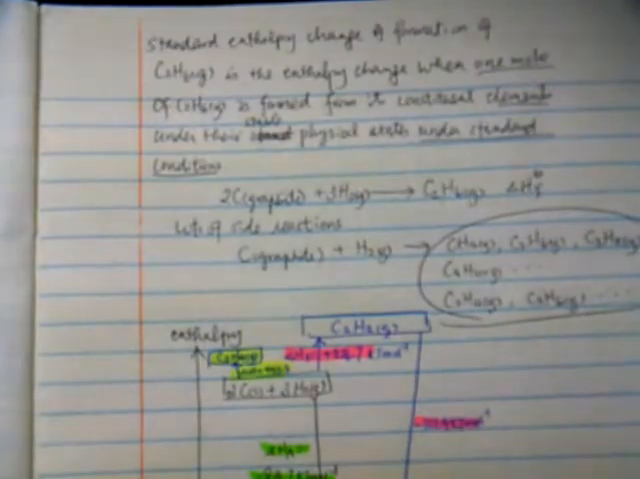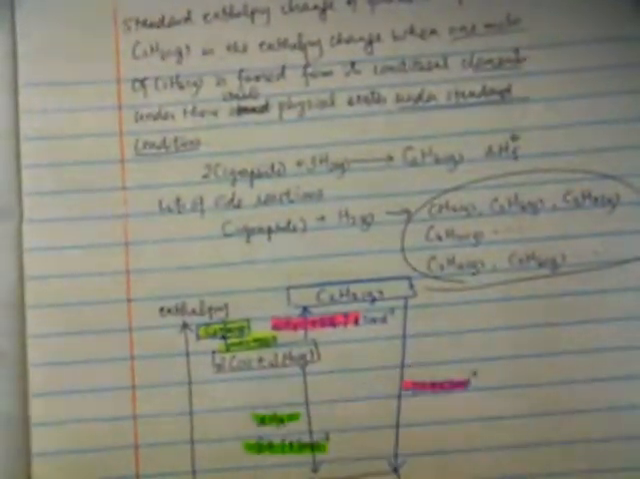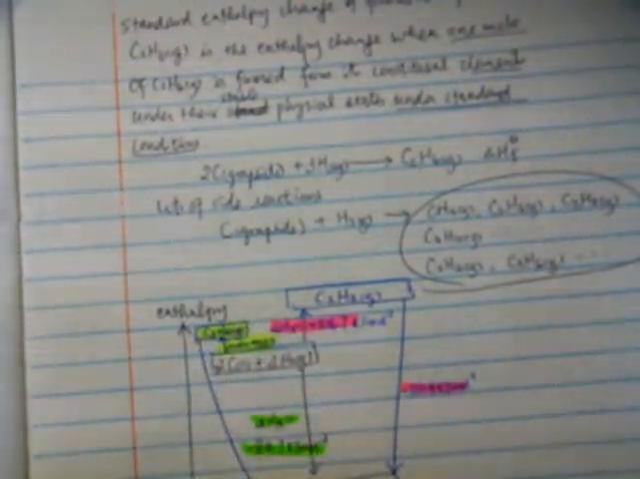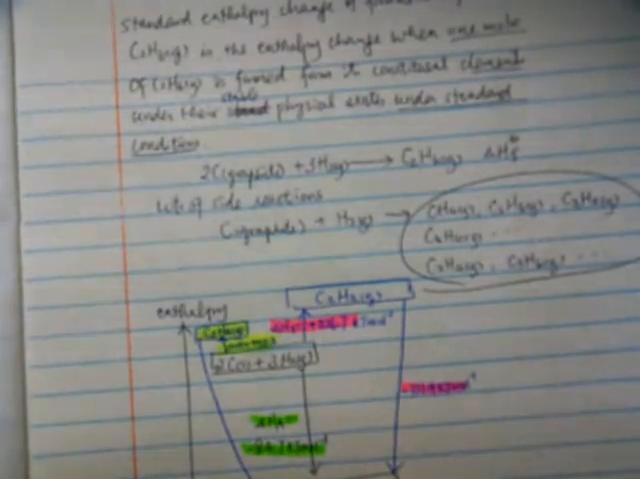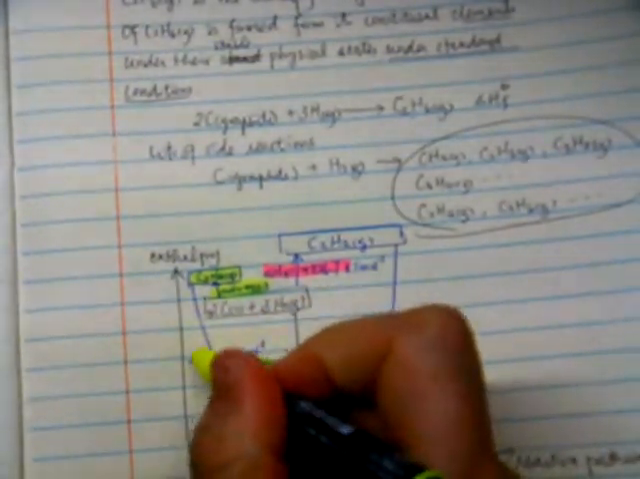And then after the first step, we have the second step. From C2H4 react with hydrogen to form the same final product, with negative 137.0 kJ. This is the second step of route C.